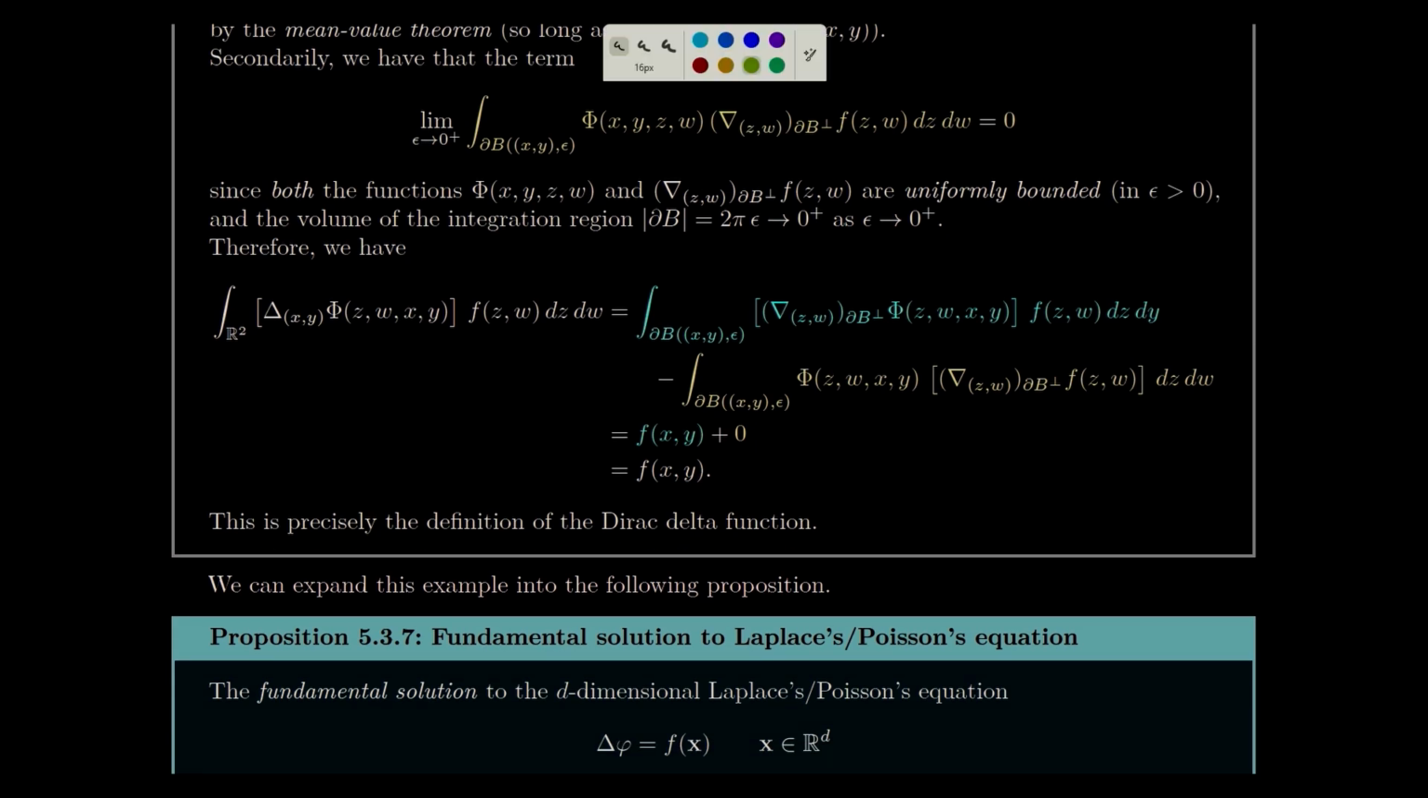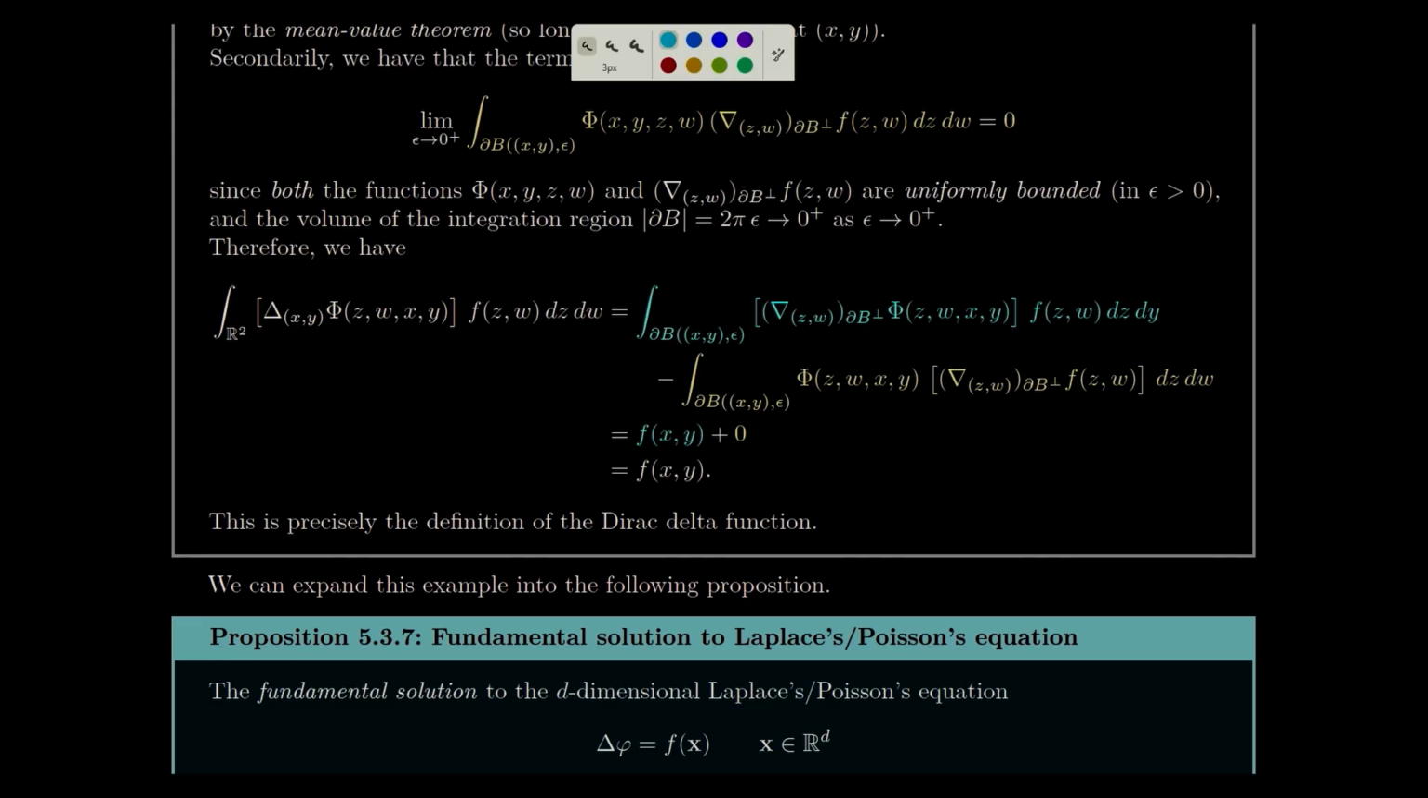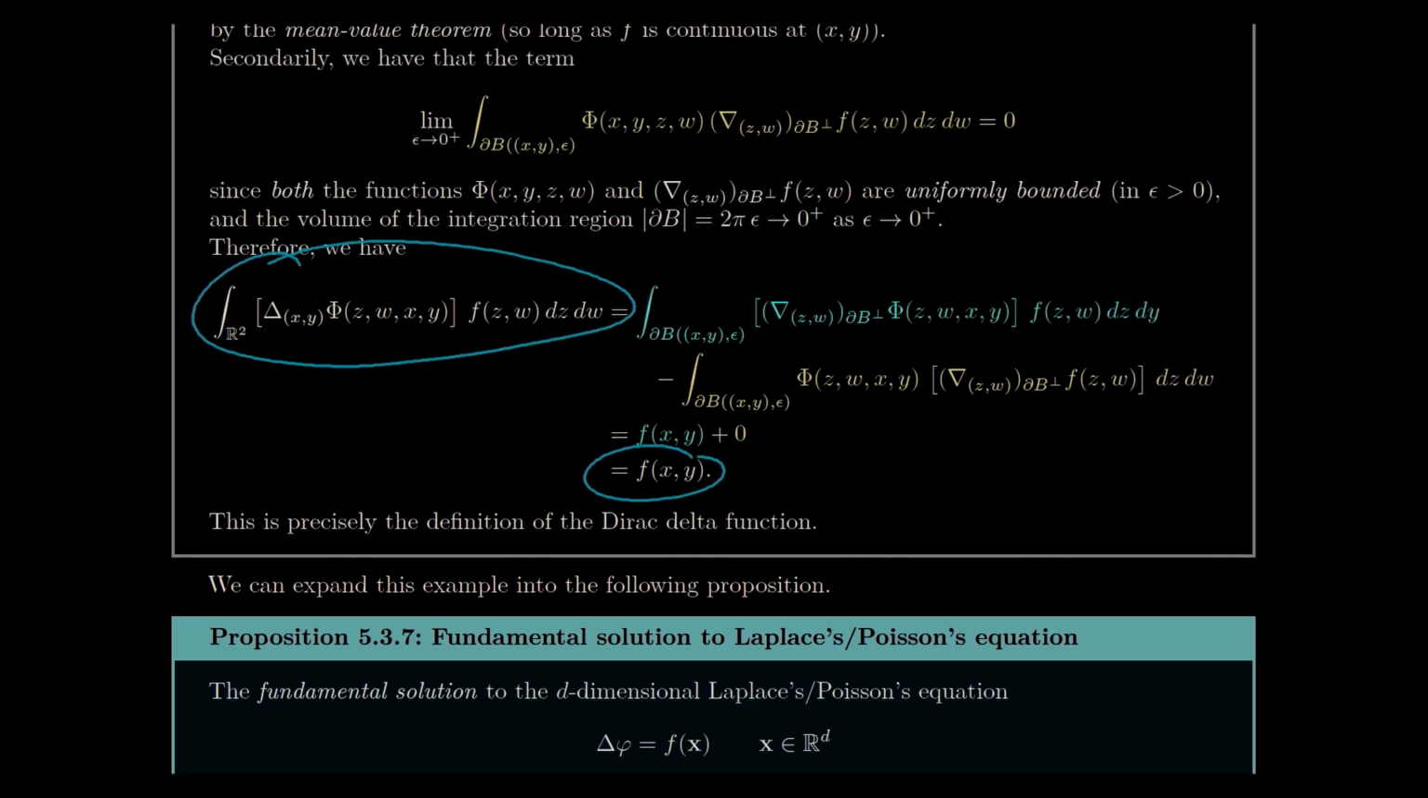So what we get out of this is this average value integral that ended up as f of xy, and we have this bounded integral over a vanishingly small area that's going to tend to 0. So we just end up with f of xy as the output of this operation, which is exactly the definition of the 2-dimensional Dirac delta function. So that's how you go about a proof of one of those.